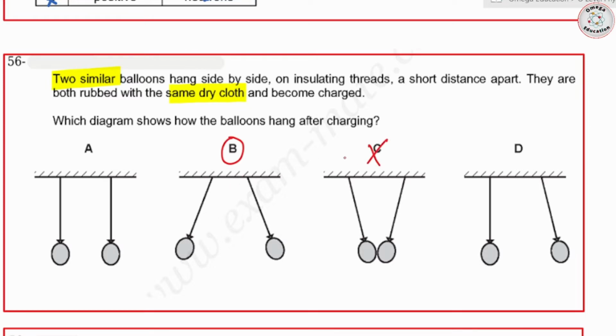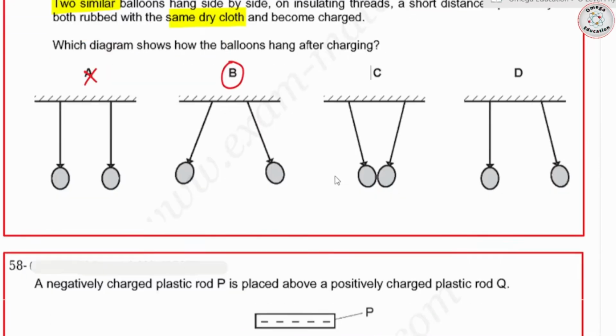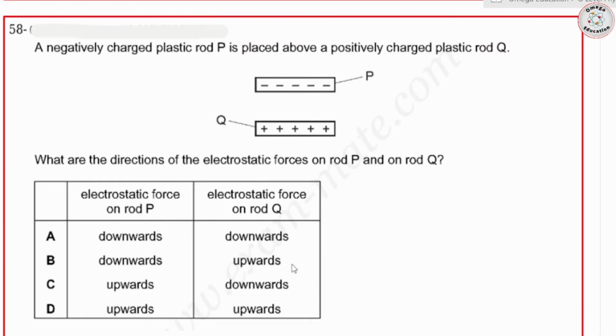So C can't be the right answer because it shows that the balloons are being attracted. A shows there's no force at all, and D shows only one of the balloons being pushed away. So when there is a force of repulsion, the force of repulsion is there on both the balloons and from both the objects. So B has to be the right answer for this one. All right, now we have another one.